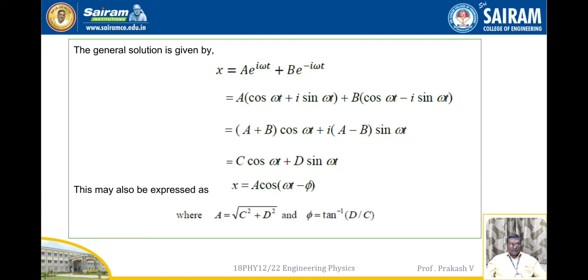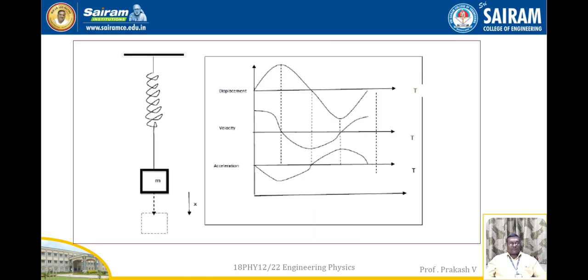In the next slide, I am going to show you the picture of the spring and the mass m attached to it at the other end, and the mass is displaced by a distance x because of the acceleration due to gravity. Here is a chart showing the displacement of the object, the velocity, and also the acceleration of the object with respect to time.